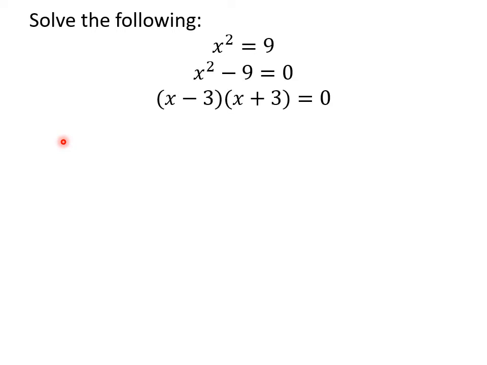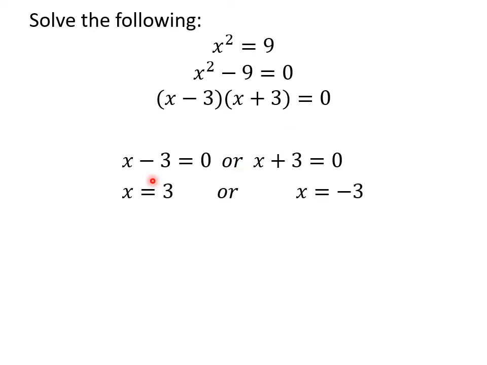This one is in the form of (a minus b) times (a plus b). Two terms multiplied by each other equal 0. Either the first one is equal to 0 or the second one is equal to 0. So we have two solutions, x equals 3 or x equals minus 3.